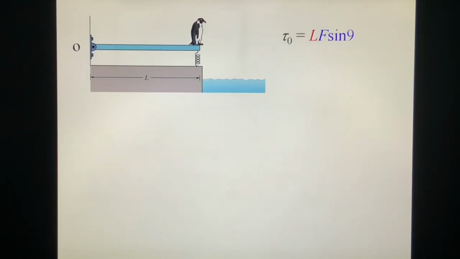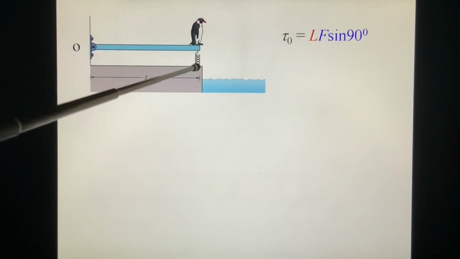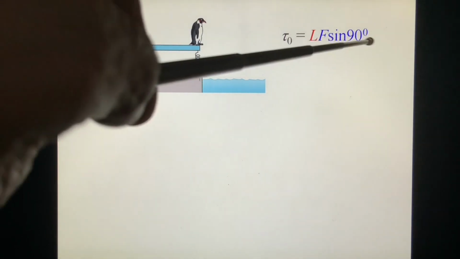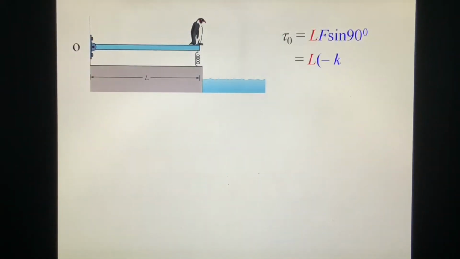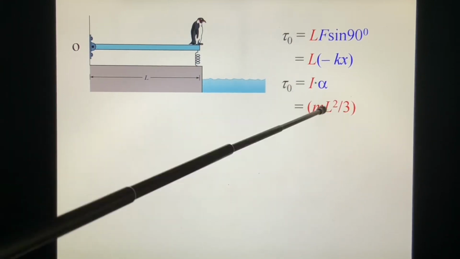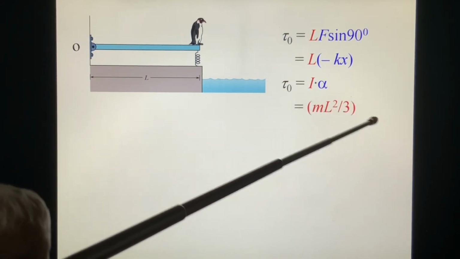We look at this one. The torque equals L F. F is going down, and this one shows 90 degrees, cosine 90 degrees is 1. What is F? F is minus k x, down. The torque is this one. And the torque equals I alpha, we put equal to L times minus k x. This I is around the hinge, so it's mL squared over 3. You can check the table.